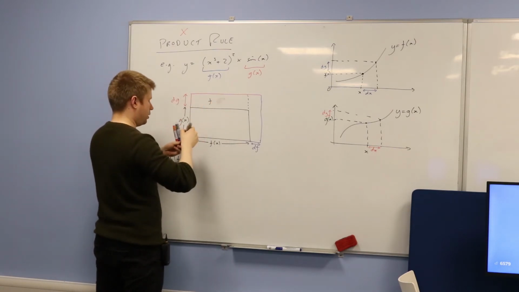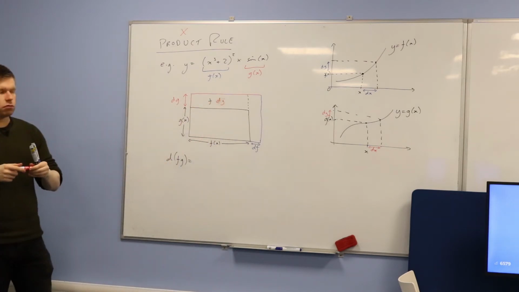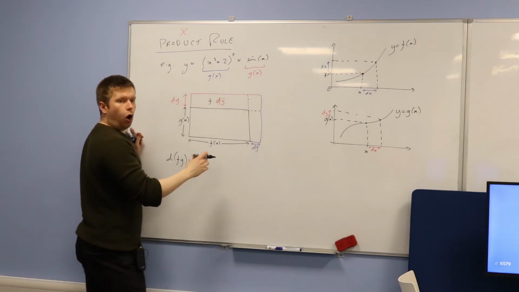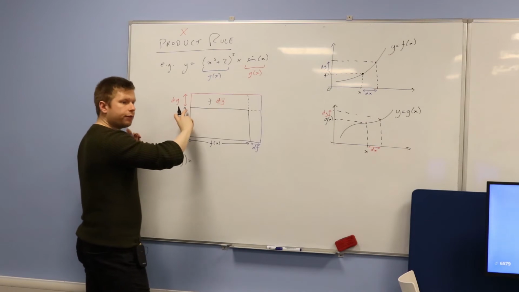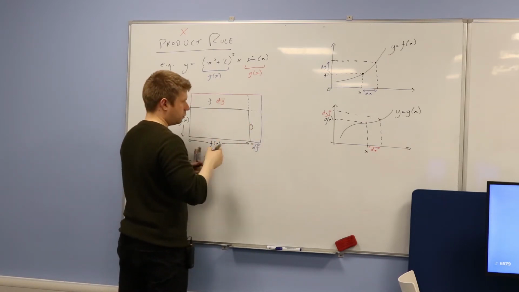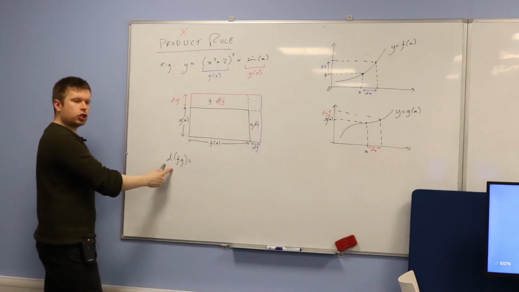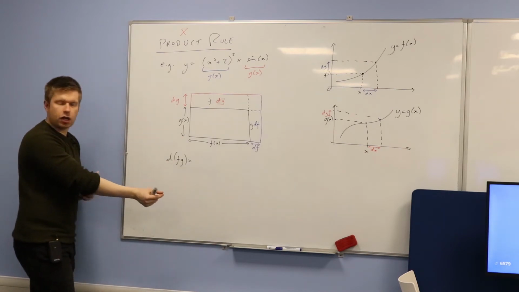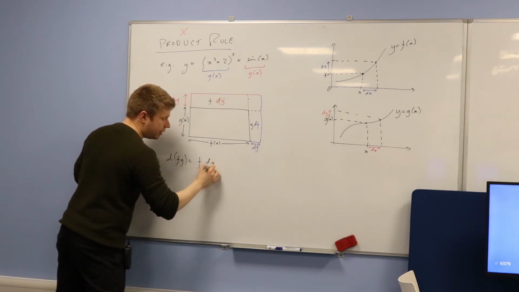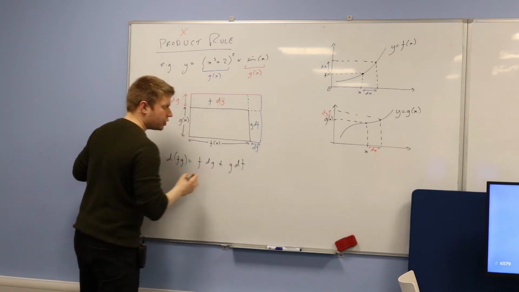Let me color code that. Does that make sense? Yeah? But I've also got another bit over here, which is going to be what? My g function value multiplied by my change in f. So in other words, if I want to work out the change in the product of my two functions, I can think about this as f multiplied by the change in g, plus this area here, my g multiplied by my change in f.